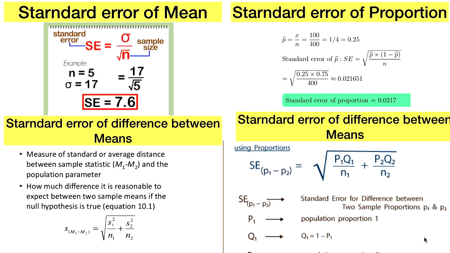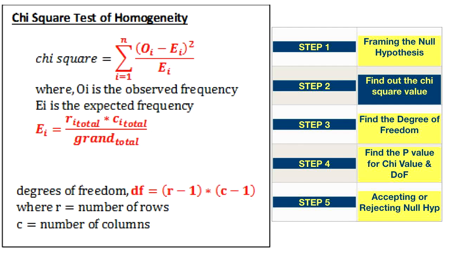And for standard error of difference between proportions, we also have the chi-square test, which is separately given. It is another method of estimating the standard error, and we use the formula observed minus expected by expected, and expected is row total into column total by grand total, and then we calculate the degree of freedom, row minus 1 into column minus 1. So these are the steps.